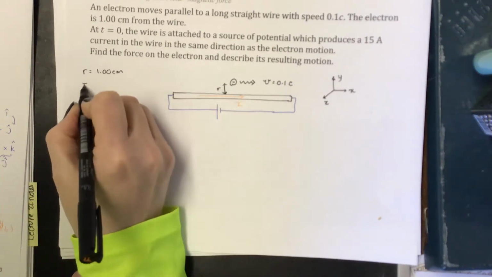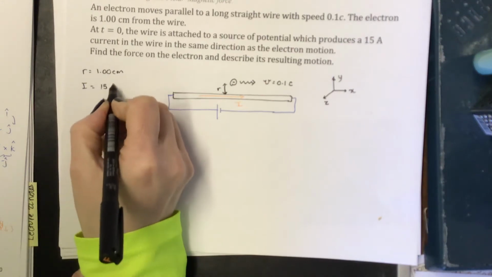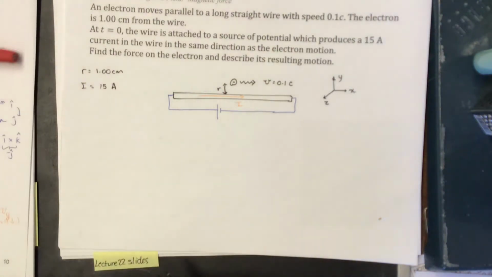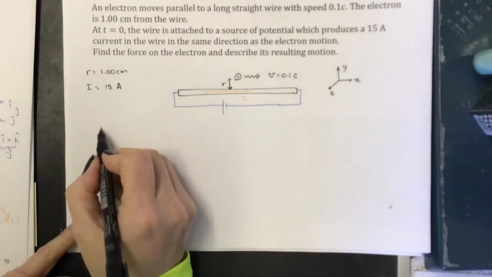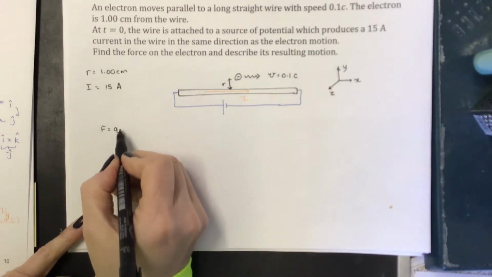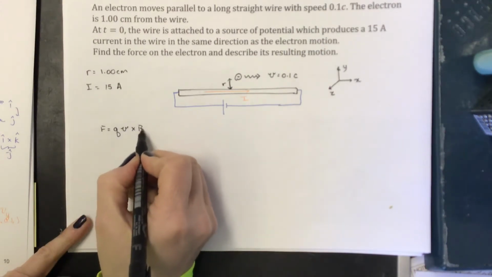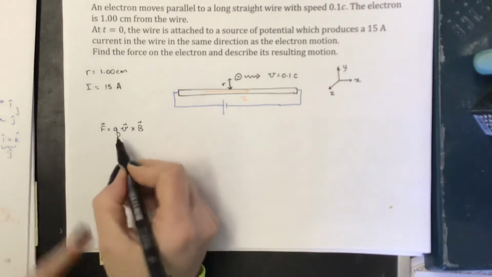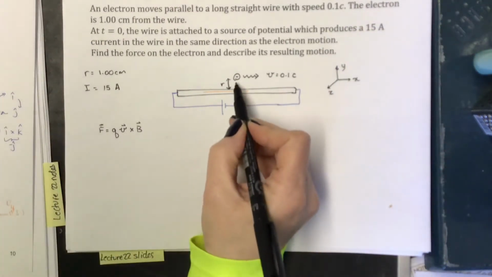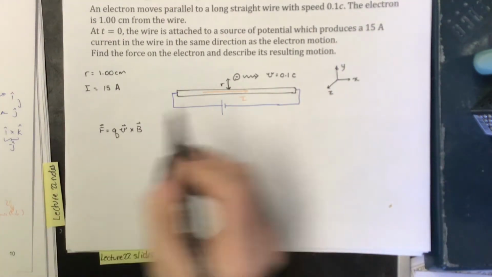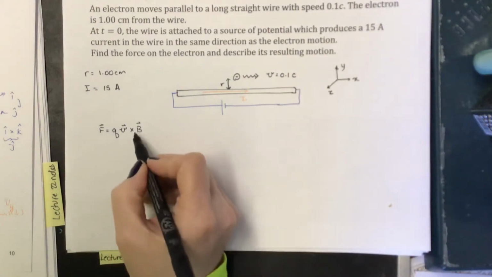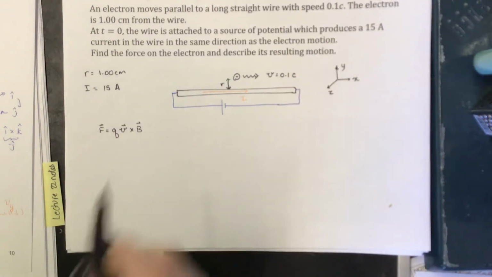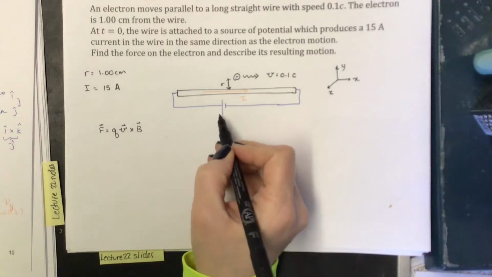Okay, so we're asked to find the force on the electron and describe its resulting motion. Well, we know that force is equal to QV cross B. Q is easy, it's the charge of an electron, minus e. V is easy, it's 0.1 times c in the x direction, so i hat. We're going to cross that with the magnetic field. Magnetic field we're going to have to find first. So we'll do that next. Let's find the magnetic field.